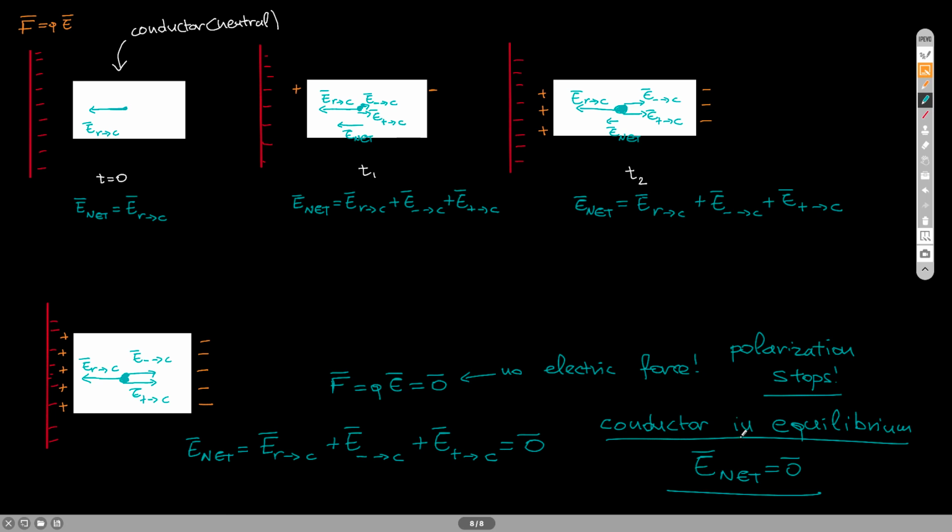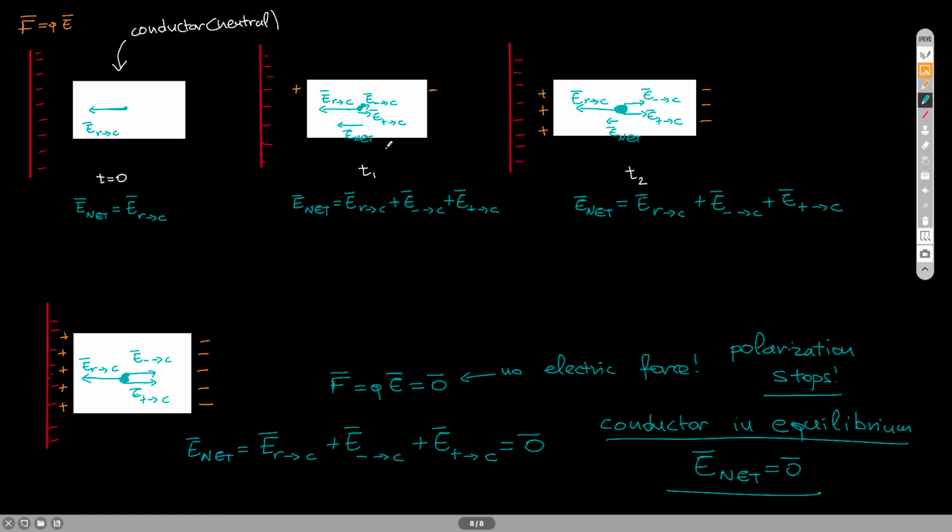Is it always E net equals 0 for conductors? No. They have to be in equilibrium. You noticed at t equals 0, t1, t2, the net electric field inside is not 0. So it is not always true that conductors have E net equal to 0. They have to be in equilibrium.